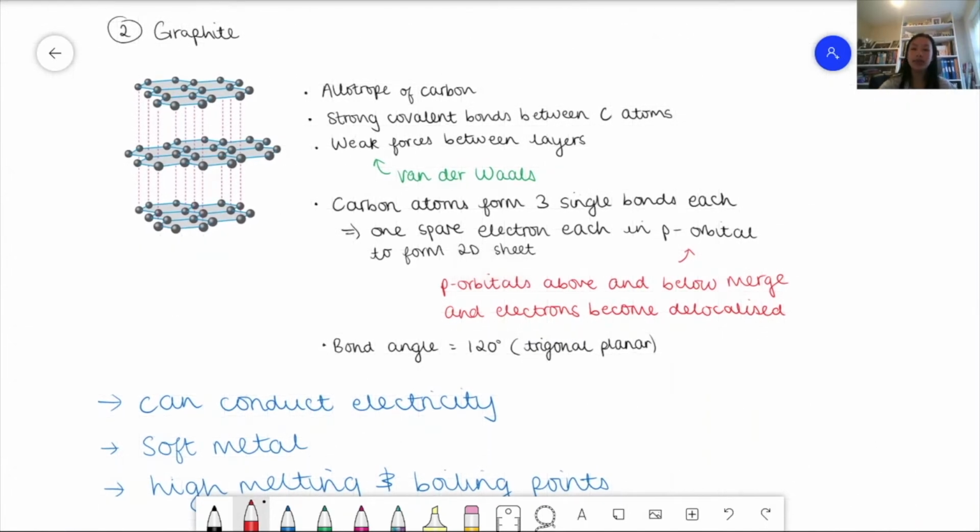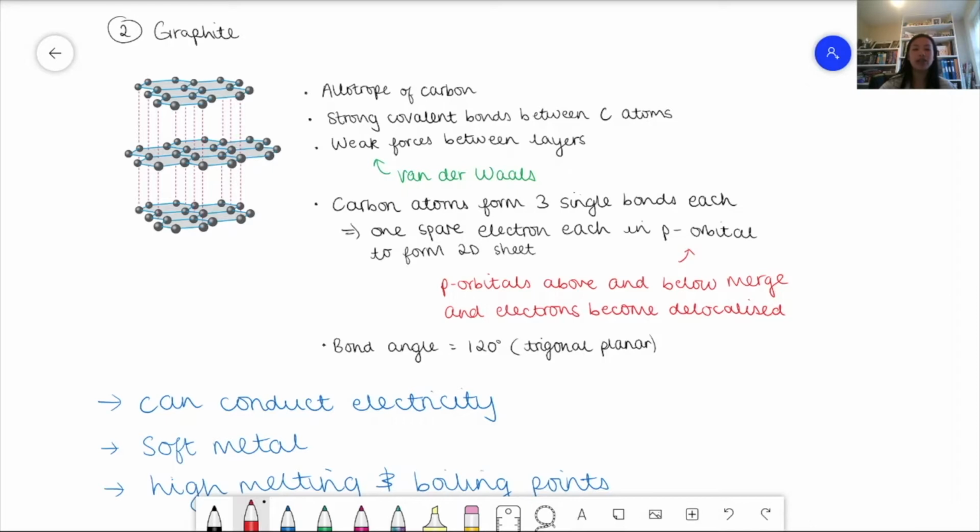The second example is graphite, and this is another allotrope of carbon, so it's also made up of just carbon atoms. There's very strong covalent bonds between the carbon atoms, so in the hexagons that we can see here, for example, all of these blue lines are strong covalent bonds, but there's weak forces between the layers, and we're going to learn later that they're called van der Waals forces, and these are the red dots.